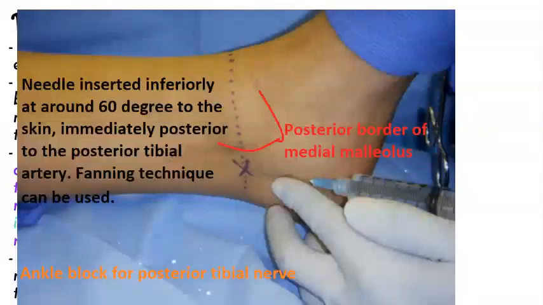This figure illustrates the anchor block for the posterior tibial nerve. As illustrated, at the marking at the posterior border of the medial malleolus, the needle is inserted inferiorly at around 60 degrees to the skin, immediately posterior to the posterior tibial artery. Fanning technique can be used.